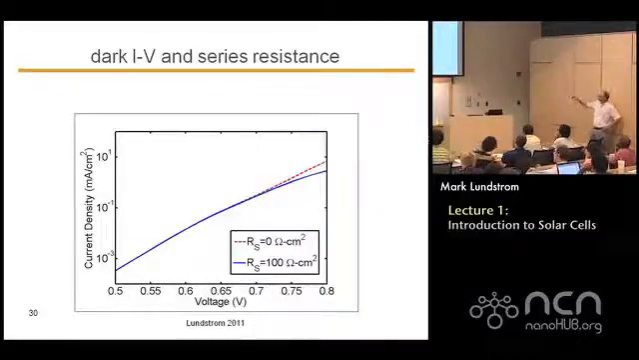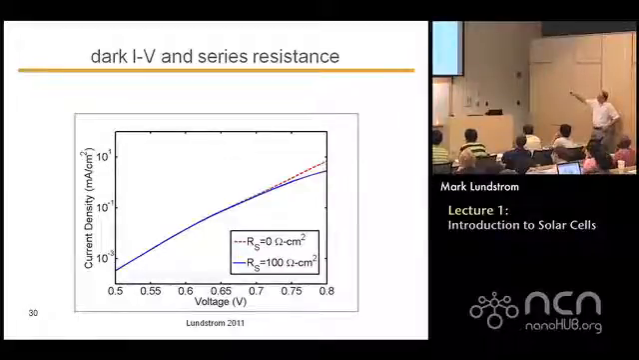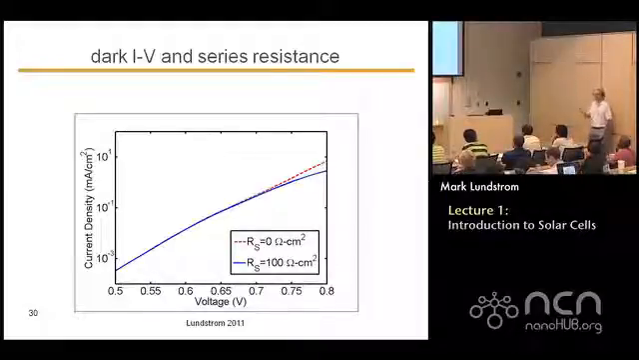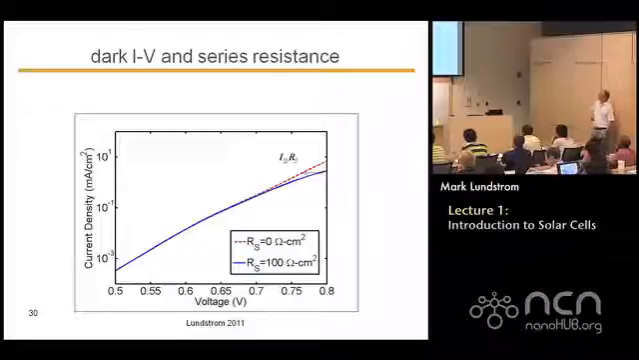So here's a simulation of that same solar cell. When you have a series resistance of no ohms, you get that red dashed line that we showed earlier. If you put 100 ohms in, you'll get that blue line, and you can see it starting to roll off. So one of the things that people try to do in solar cells is to minimize that series resistance as much as possible. We'll talk about that later on too.